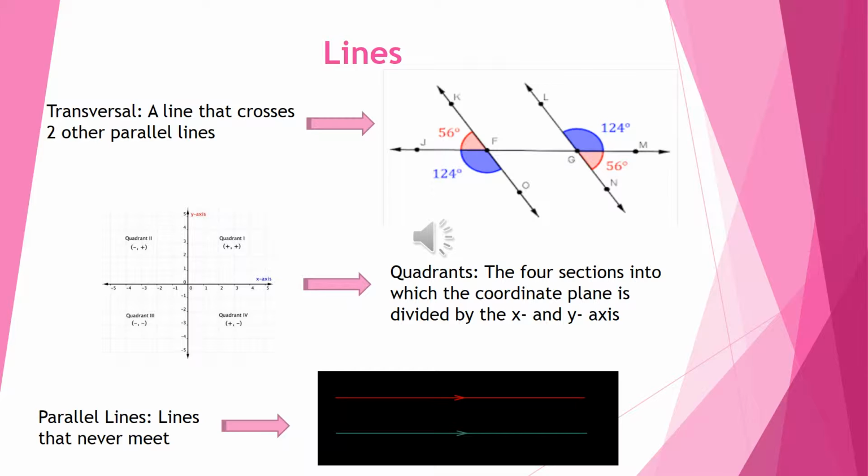Quadrants aren't exactly lines, but they are the four sections into which the coordinate plane is divided by the x and the y axis. Parallel lines are lines that never meet no matter how far they extend.